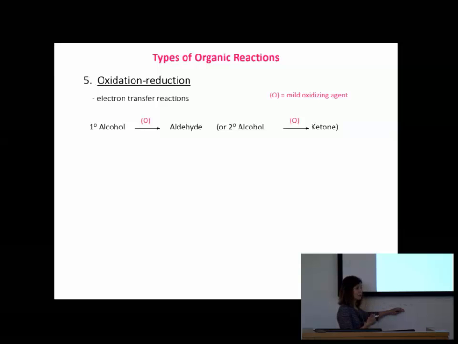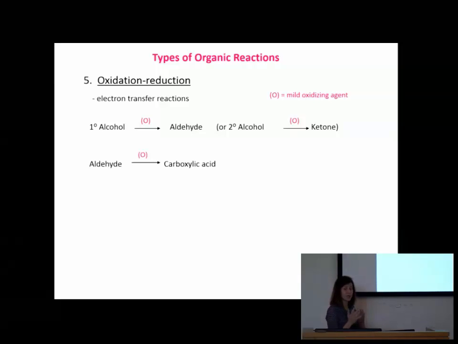So when you oxidize, you're going to remove hydrogens and/or add oxygen. And so oftentimes, I don't show you what is reduced. So if you have an oxidation, something has to get reduced. You don't have just oxidation. You have to have redox: reduction, oxidation, oxidation, reduction. So that's why we have this little O. It's an oxidizer. An oxidizer gets reduced. So we'll talk about that a lot.